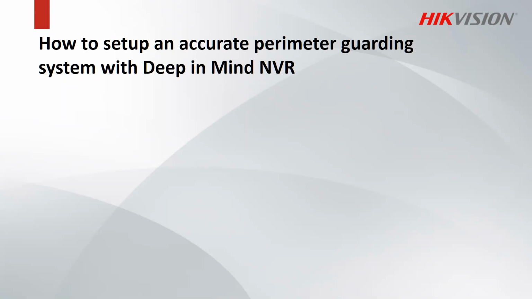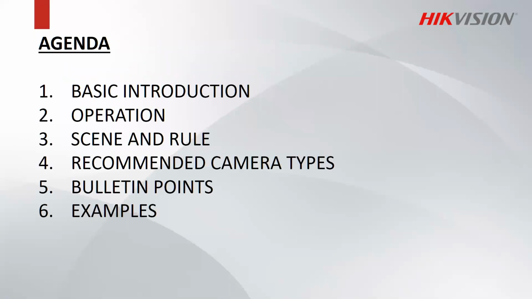I'm going to run through now correctly how to configure the DeepinMind NVR for perimeter protection. So only screenshots now, there's no video, so don't worry about that. The agenda as follows: I'm going to go through a basic introduction and then cover some of the operation of the NVR. So what it can do with what camera specs and what it does with that alarm data. Setup of the scene, how to configure the alarm rules based on that scene. We'll have a look at the summary quickly, maybe some recommended camera types if they're still there, and then good examples of perimeter protection.